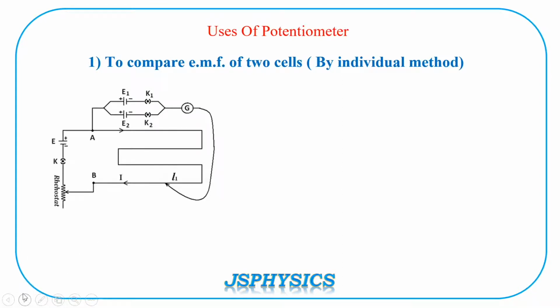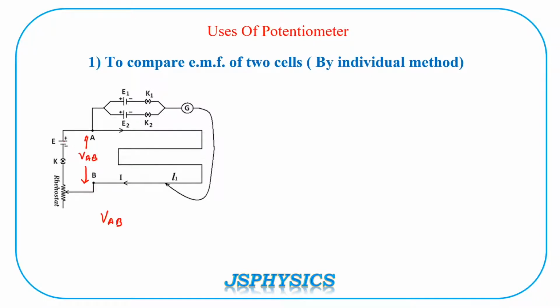This is a circuit diagram or connections for the comparison of the EMF of the 2 cells by using individual method. Now here we can see that between A and B point, there is a potentiometer wire whose length will be approximately 4 meter. Now across this we have connected a battery, plug key and rheostat. So this series combination of battery, key and rheostat will create a potential gradient across AB.